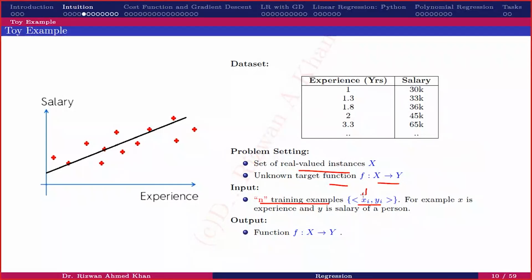So x is a feature vector, and y is the output of that feature vector. For example, in the given image, x's are experience, and based on experience, we are trying to predict the salary of a person. As salary is a real valued output, there is no notion of a predefined number of classes, so this is a problem of regression. In a classification problem, we have a predefined number of classes, but in regression, the output is a real value. And regression is about finding a function that maps inputs to output.